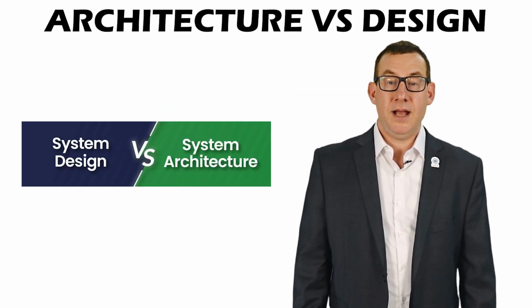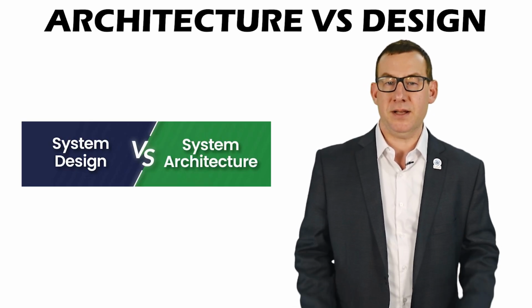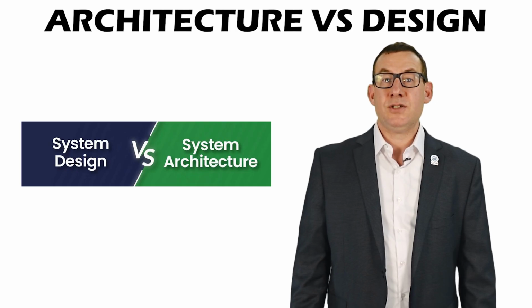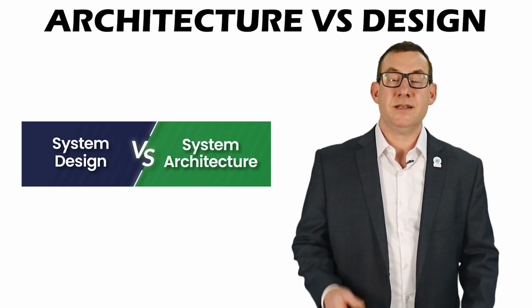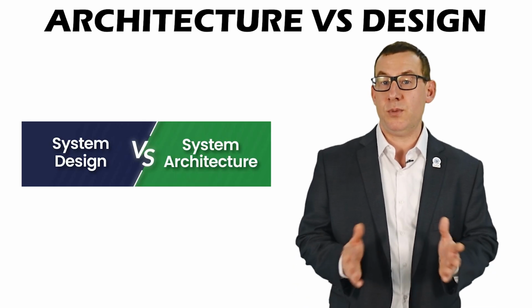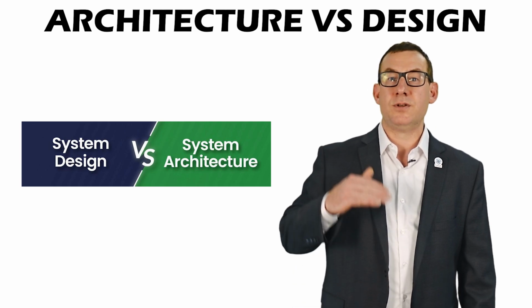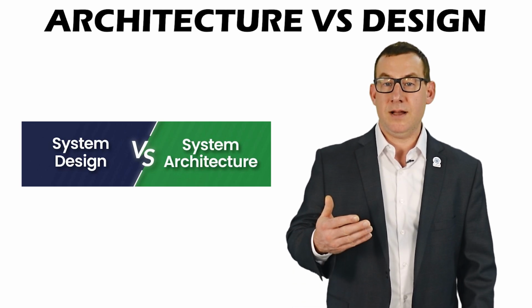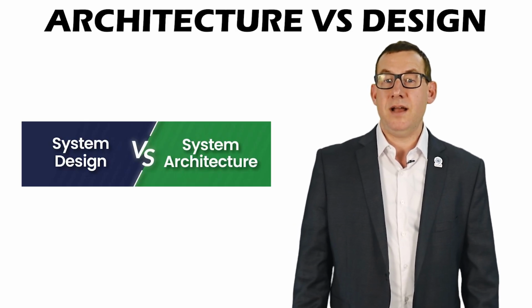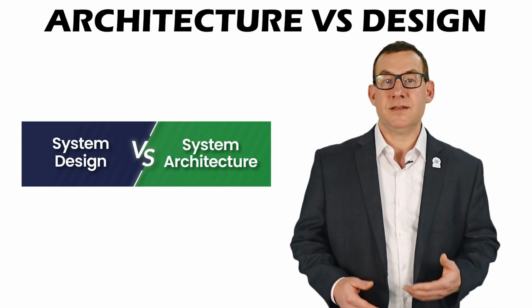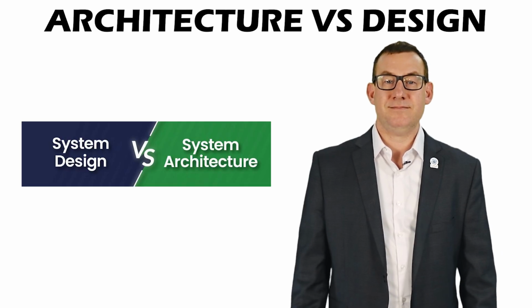Before we move on, it's important to clarify something that often confused me when preparing for the GISP exam. In traditional IT and software engineering, system architecture and system design are treated as two separate concepts. Architecture describes the high-level structure, the major components, how they interact, and the overall system blueprint. Design comes afterward and defines the detailed technical specifications needed to build that architecture.